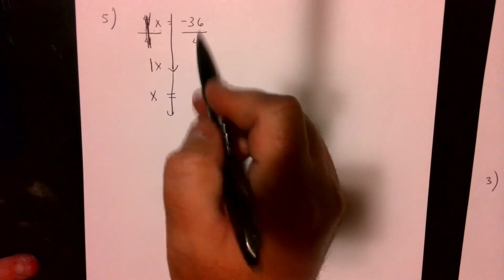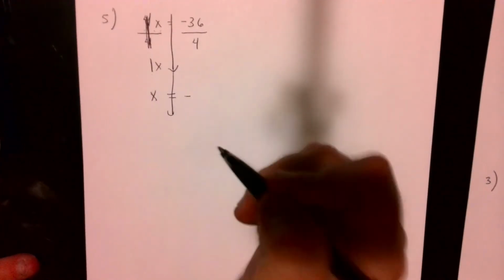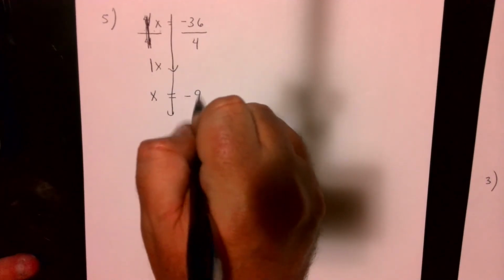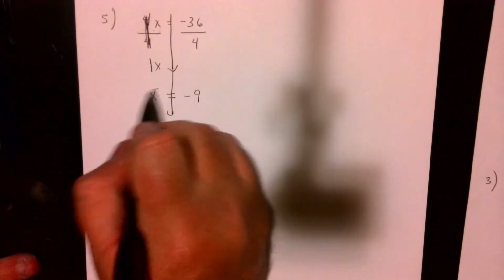And then over here we've got to do the math problem. Negative divided by a positive is a negative. 36 divided by 4 is 9. Once again, if you need to, use your calculator. x equals negative 9.